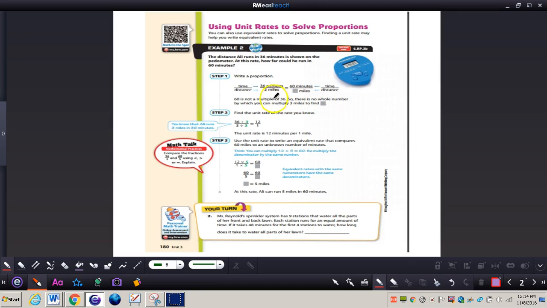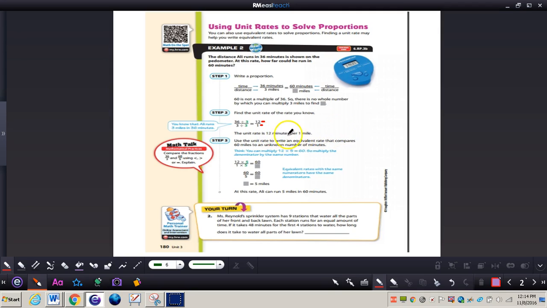So knowing that we want to get that 3 miles down to 1 mile, we can divide both parts of the ratio by 3. So we have 36 divided by 3 giving me 12, and 3 divided by 3 giving me 1. Now we know the unit rate is 12 minutes per 1 mile. Now that we have that unit rate, we know how long it takes Ali to run just 1 mile.